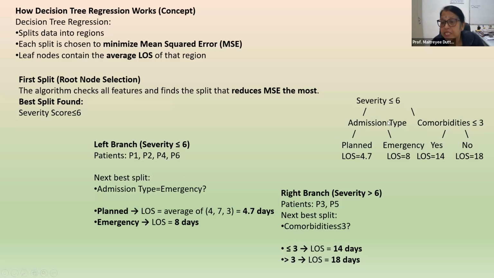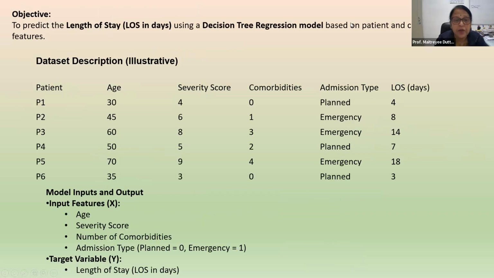That means if admission type is planned, then LOS should be something else. If admission type is emergency, then LOS equals 8. Why is it telling LOS 8? Because P2 is emergency, we found that if your severity score is less than or equal to 6 and admission type is emergency, then you directly calculate LOS as 8. But if severity score is less than or equal to 6 and admission type is planned, then there are 3 values. What will you do at that time?